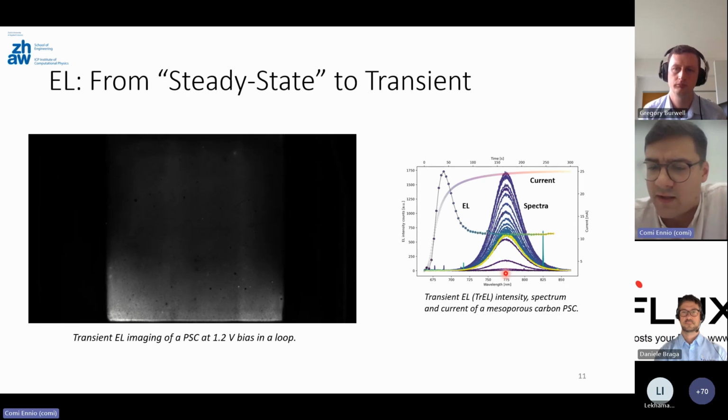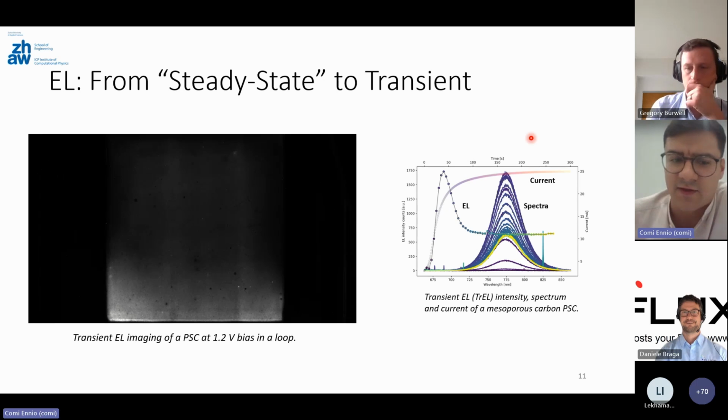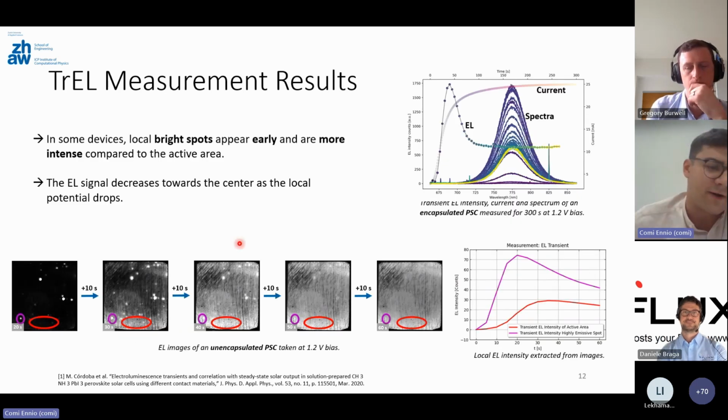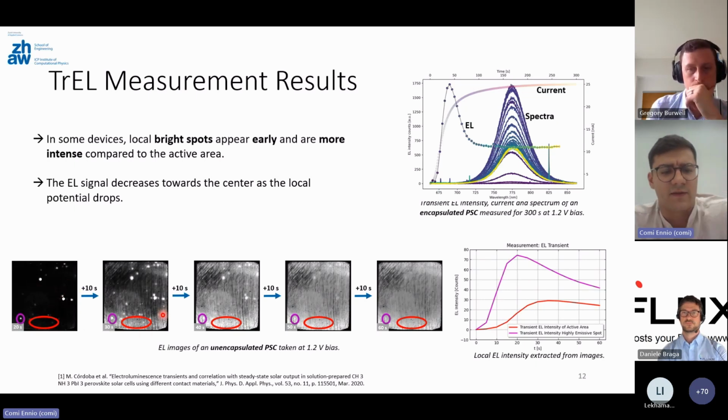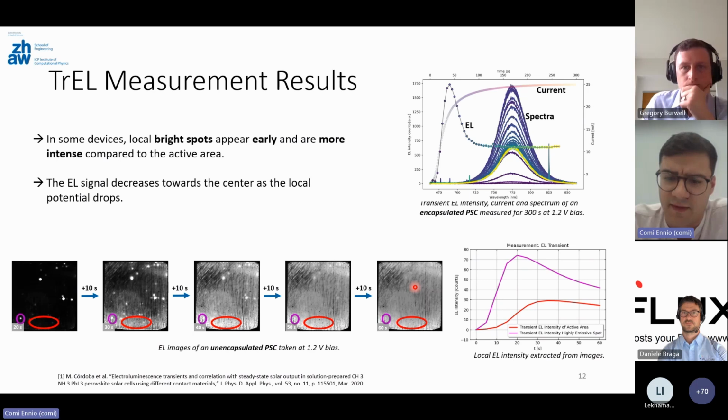This happens while the peak wavelength just stays constant and the current increases steadily. We thought that was quite interesting. And something else that we saw were very bright spots in some devices. So in some devices, these bright spots appeared very early, and then the active area started to pick up with time, and then those spots disappeared after some time. And we wanted to find out more about this.